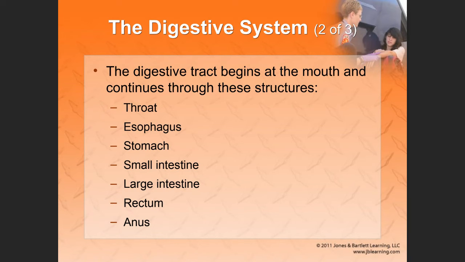Once it gets down to the large intestine, the remaining water is absorbed, and then we start to get stool forming. Then that passes down to the rectum, to the anus, and it is removed as waste from the body. Not going to get any more complicated than that.